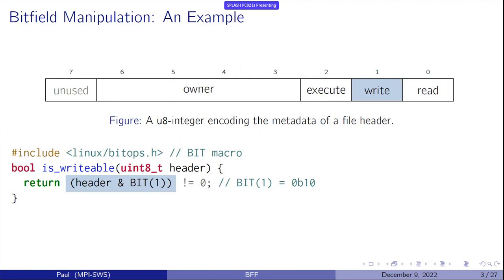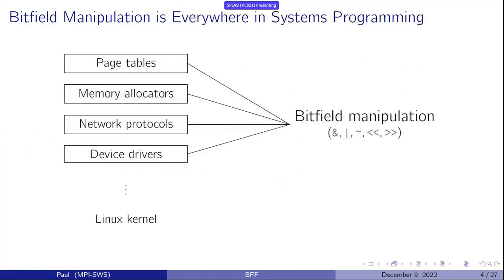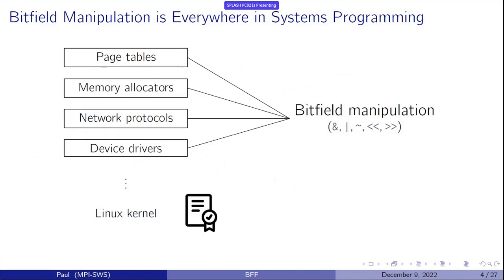Such bit field manipulation is everywhere in system programming. For example, in the Linux kernel, we find many components whose implementations rely on bit field manipulation. So towards the ultimate goal to verify system software such as the Linux kernel, it is a must-have step to reason about the correctness of the bit field manipulation. And this is the problem we are going to address in this work.